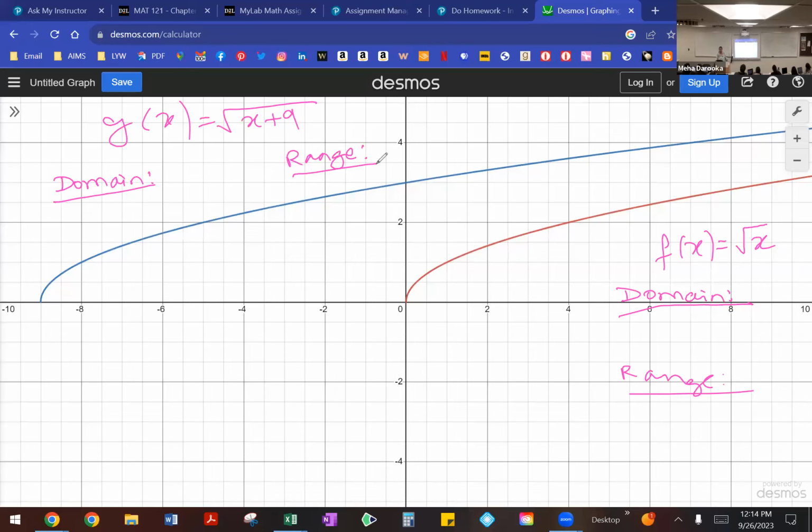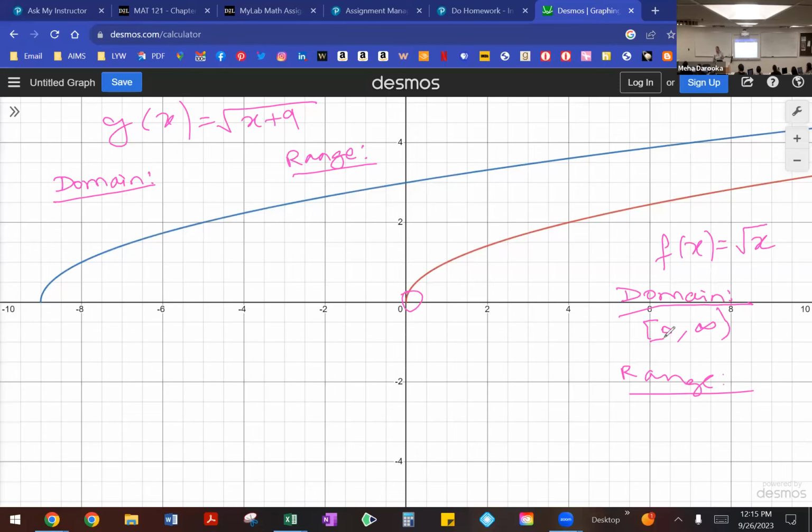All right, let's start with the original f of x equals square root of x. What is the domain for that function, which is in red? And what symbol on 0? Bracket. Yeah, because you are including 0. 0 is included in the function over here. So going from 0 to infinity with a bracket on 0.